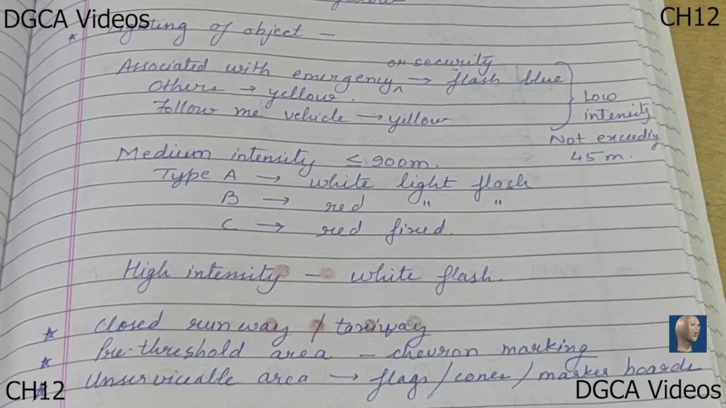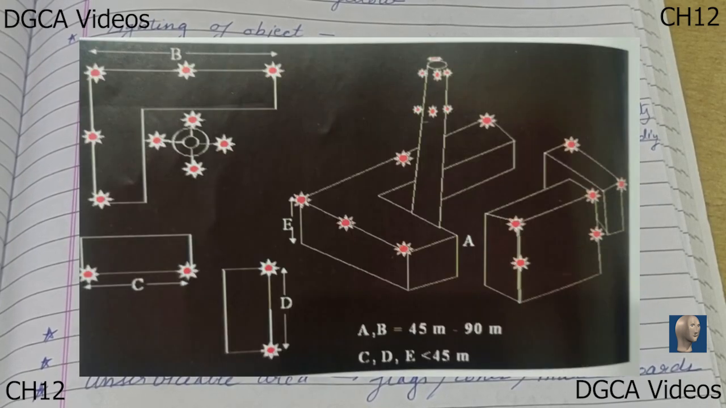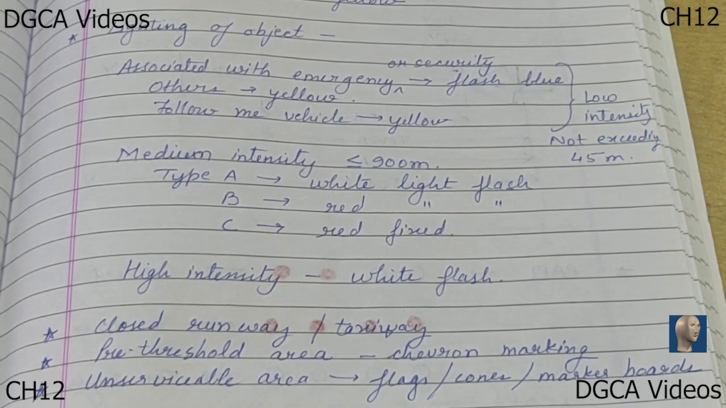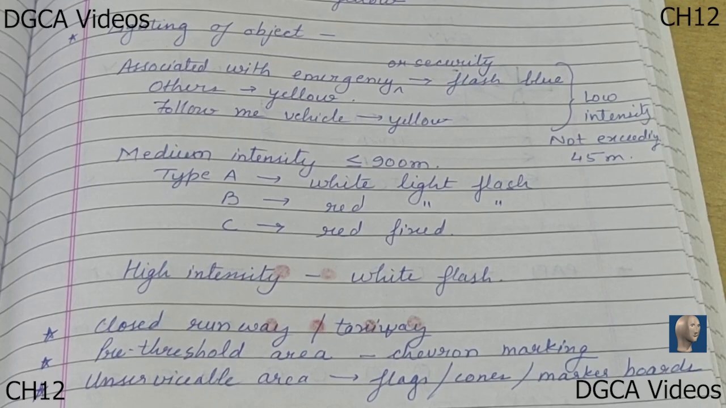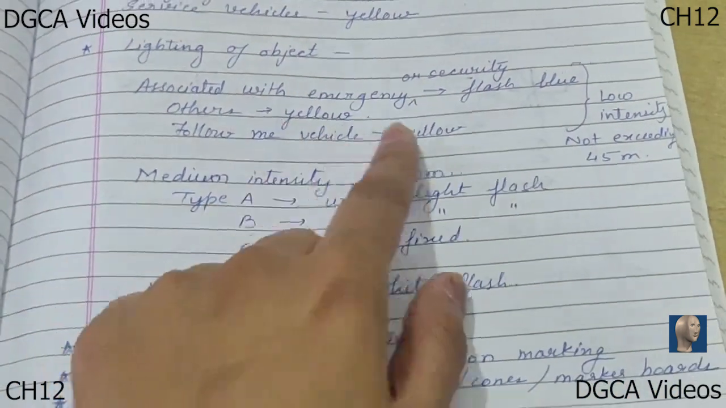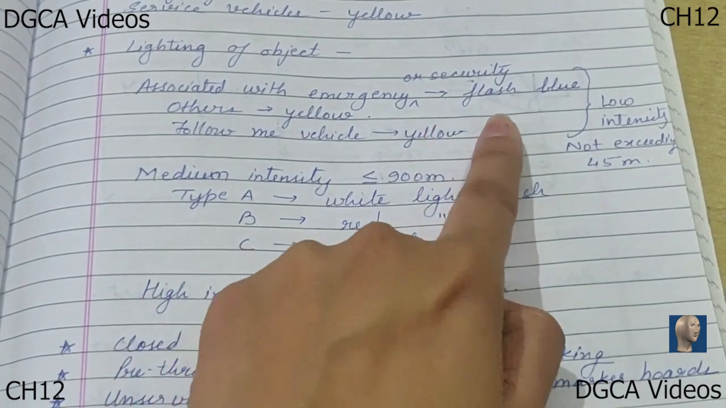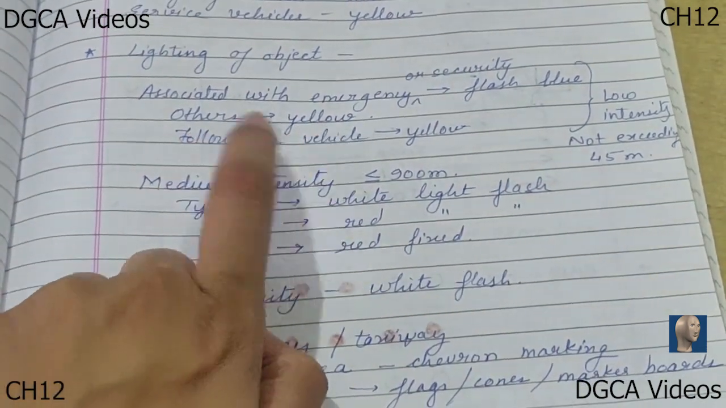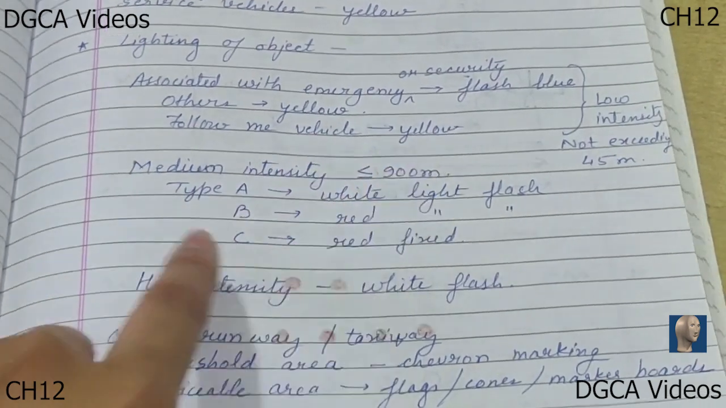Now, lighting of objects. So the edges and the shape of any object are denoted by some obstacle lights. They are of different intensity: low, medium and high intensity lights. The low intensity lights will not exceed 45 meters. Those associated with emergency or security will be blue in color, flashing blue, and others are yellow in color. Follow me vehicle will be yellow in color.